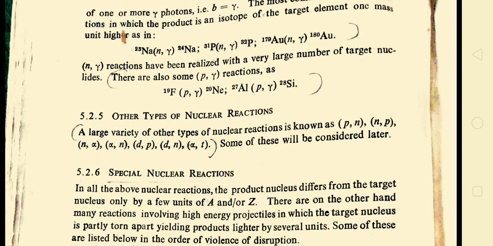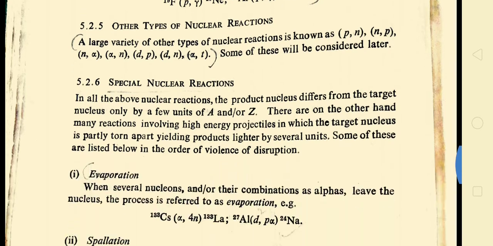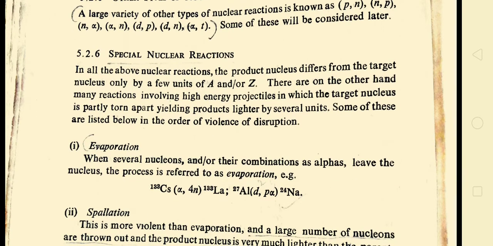Then other types of nuclear reactions. A large variety of other types of nuclear reactions are also there: p-n reaction, n-p reaction, n-alpha reaction, alpha-n reaction, d-p reactions, d-n reaction, alpha-t reactions, depending upon the nature or type of the projectile used and the ejectile particles emitted. Then in addition to this, there are some special nuclear reactions also.